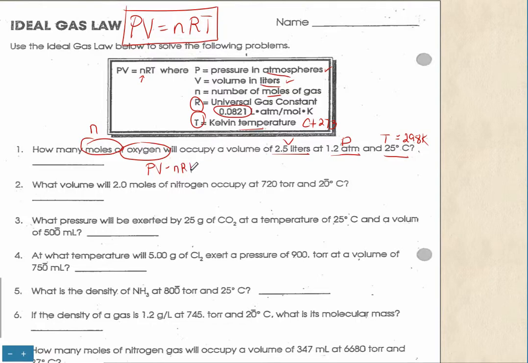Since we're looking for n, we must have all of these: P, V, R, and T. Do we have P? Yes, it's right there. Do we have V? Yes, it is there. Do we have T? Yes, it's 298 kelvins. Do we have R? That is a constant.